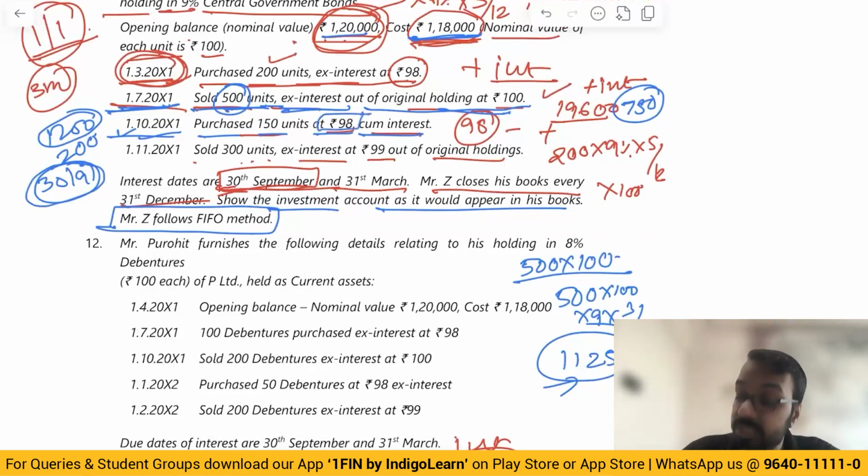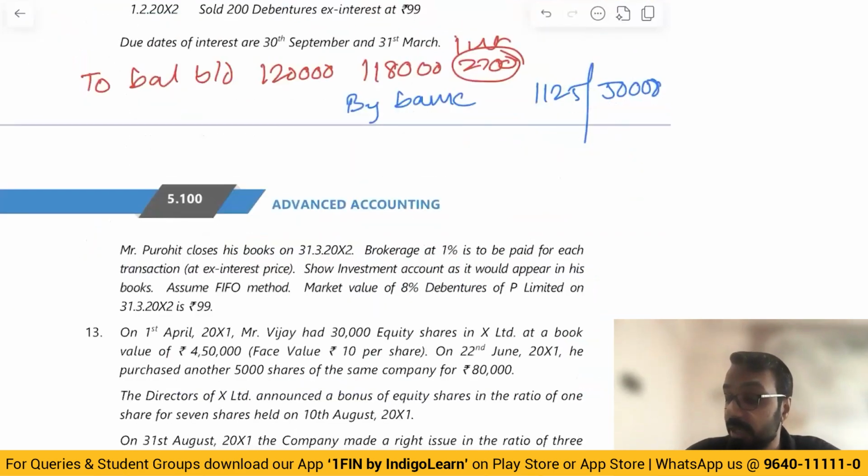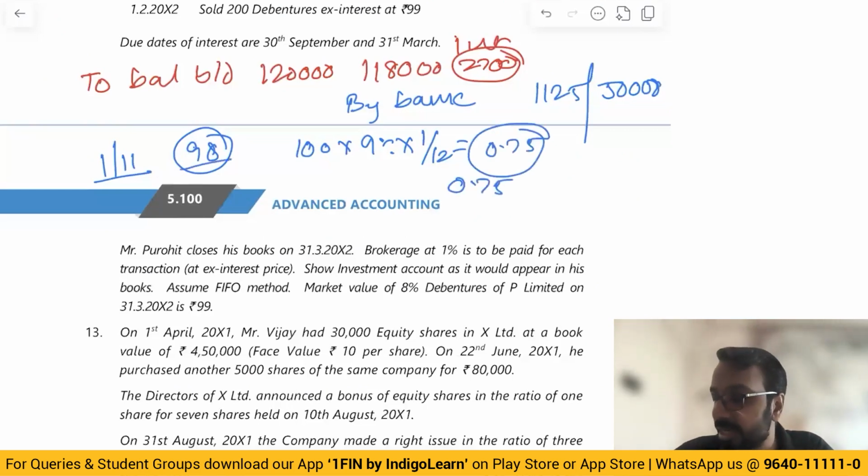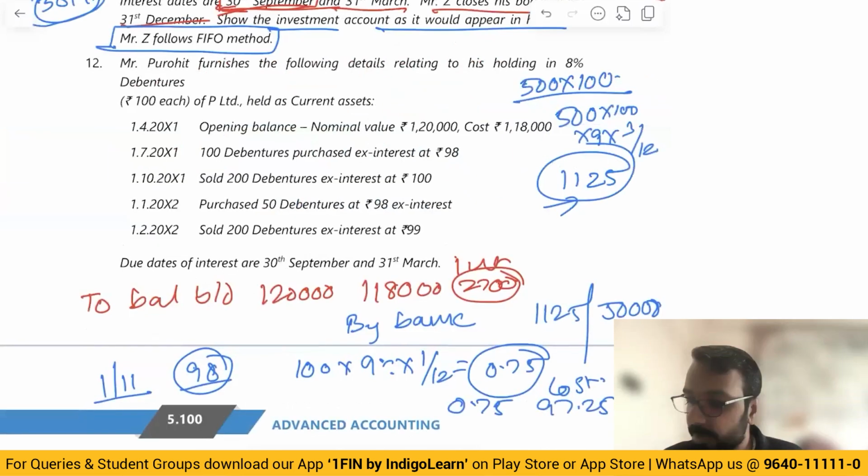Sir, what if we purchased on some other date? Let us say we purchased on 1st of November at 98. Then 100 into 9% into 1 divided by 12, 0.75, is the interest component. So out of 98, 0.75 is interest and 97.25 is the principal or the cost. Okay, that is one working you have to keep in mind.